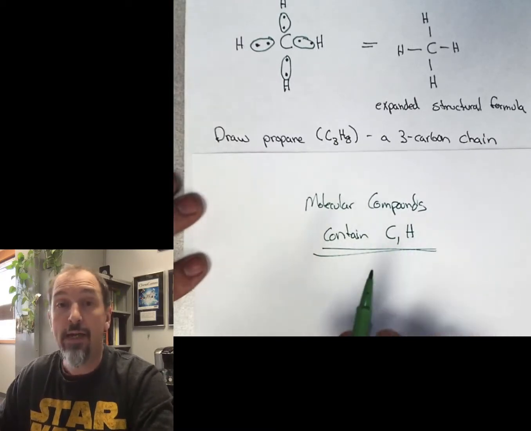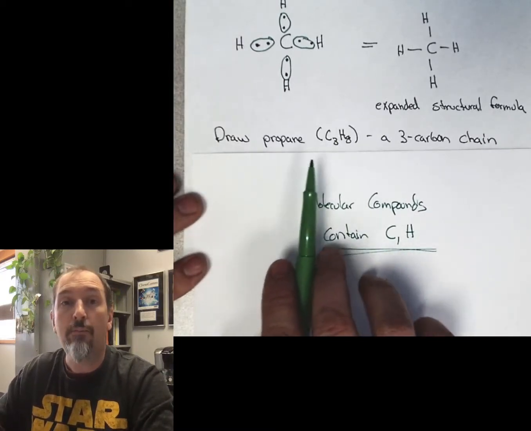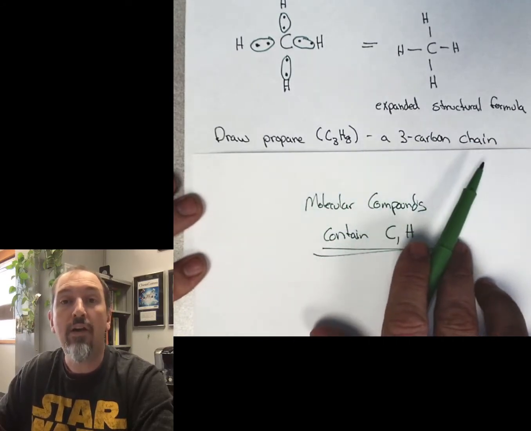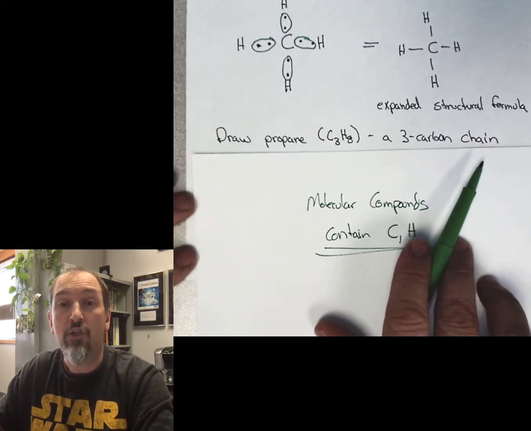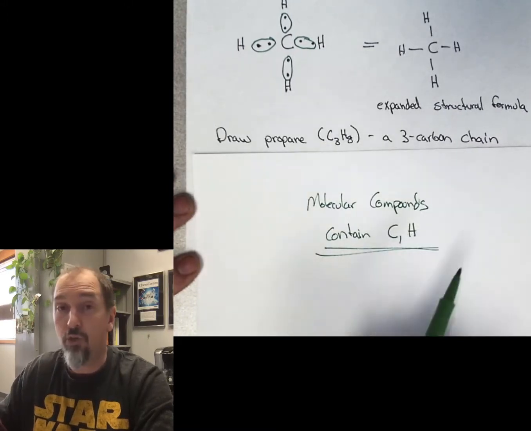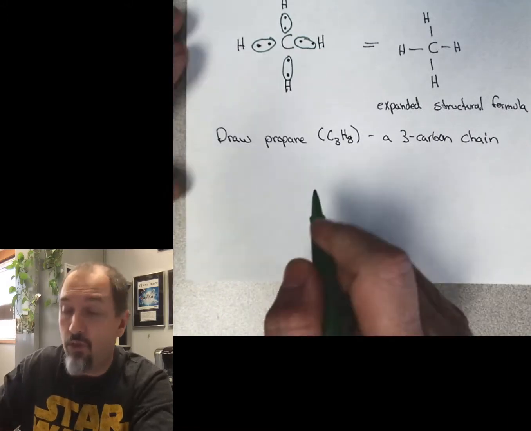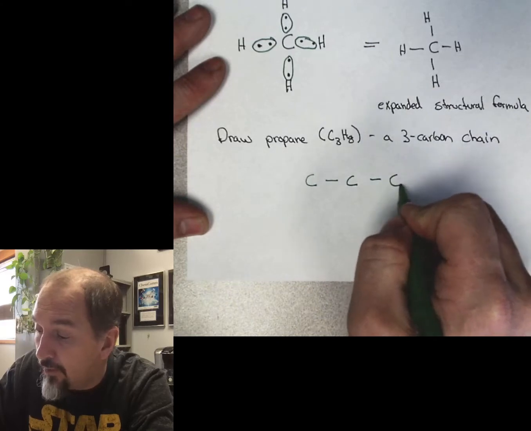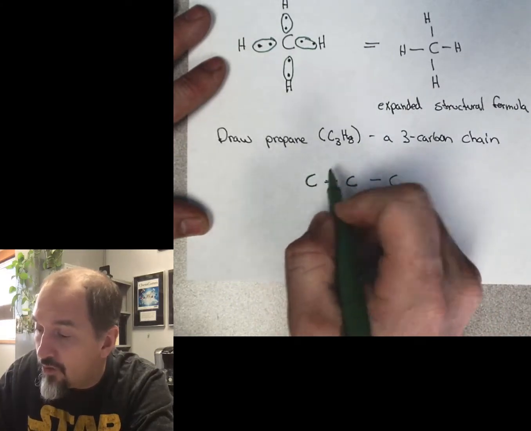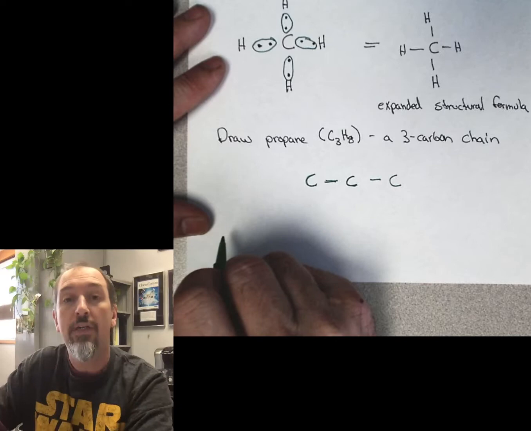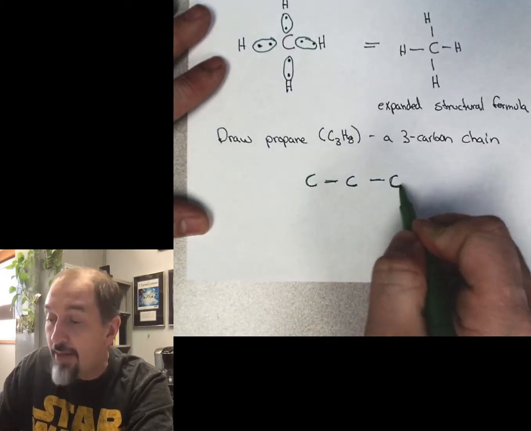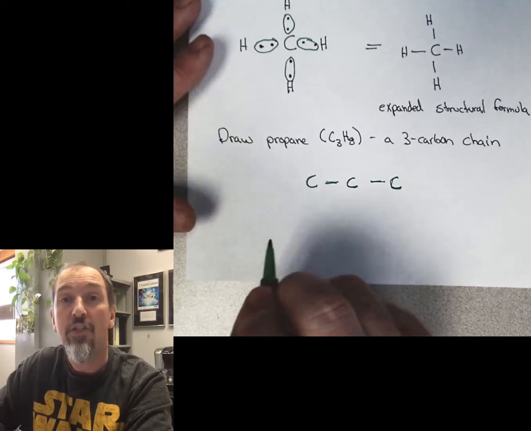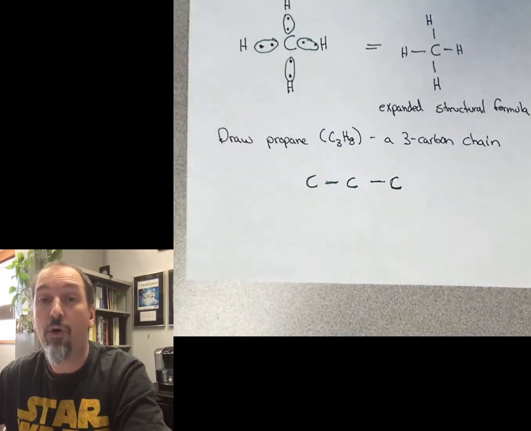So what I'd like us to do right now as an exercise is draw propane, which is C3H8. It's a 3-carbon chain. And we're going to draw it using the expanded structural formula. So I'm going to start by drawing 3 carbon atoms in a chain. So there's my 3 carbon atoms, C3, 1, 2, 3. 3 carbon atoms in a chain. Now I'm going to add my hydrogen atoms on. And all we need to do is to keep in mind that each carbon atom has to have 4 bonds.